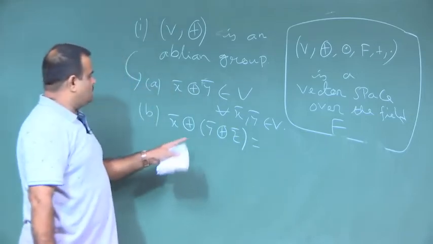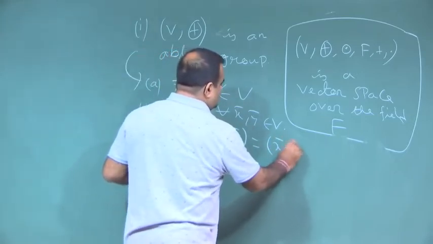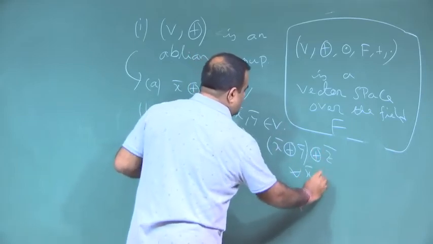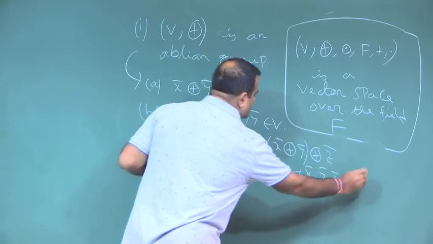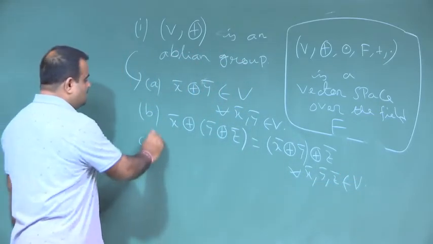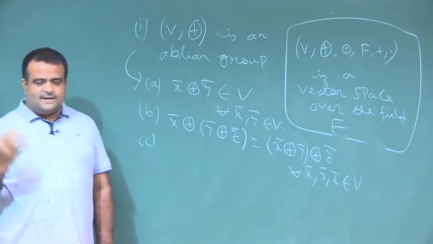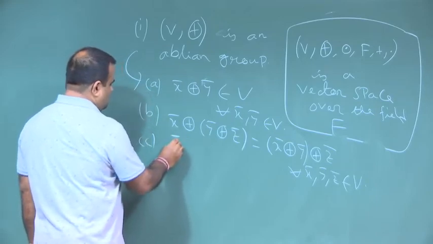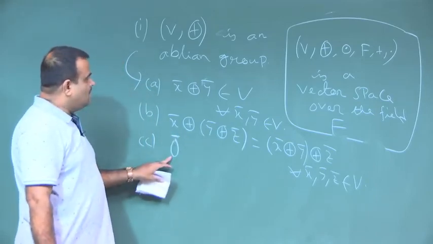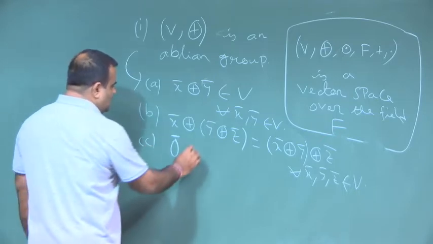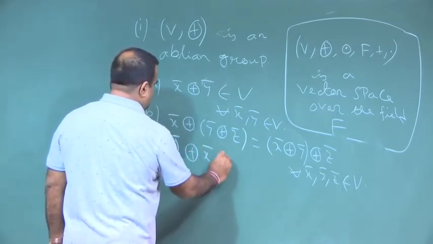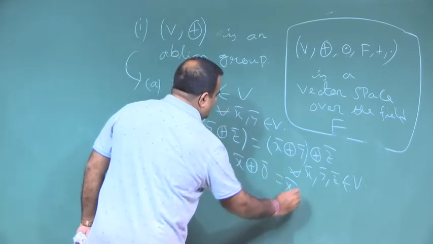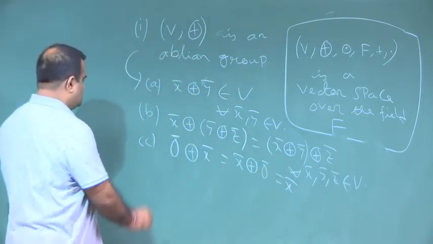So, if you take 3 vectors x, y, z, then this operator must be associative. This is true for all x, y, z. Then the existence of identity. We must have an identity element, some vector, say the 0 vector. We use this symbol to distinguish the field's additive 0 from this vector 0, such that this plus any other vector is equal to x bar, and this must be true for all x.